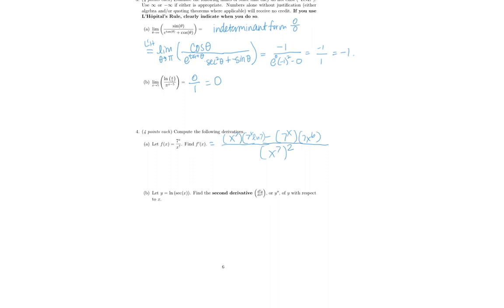Okay, for the next one, I have y equals natural log of secant x, and I need to find the second derivative. So y prime is going to be, well, I'm going to use the chain rule here, so I'll have 1 over secant x times the derivative of secant, which is secant x tangent x. And this actually will simplify to just tangent x. And then the second derivative, y double prime, is going to be the derivative of the derivative. So the derivative of tangent x is secant squared x.